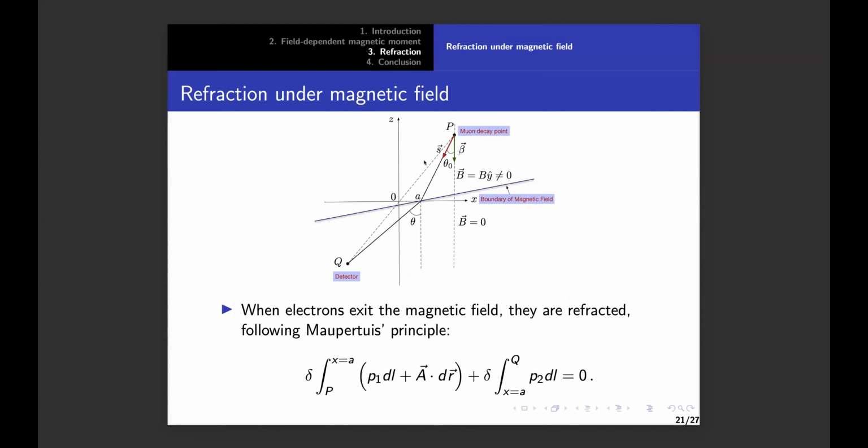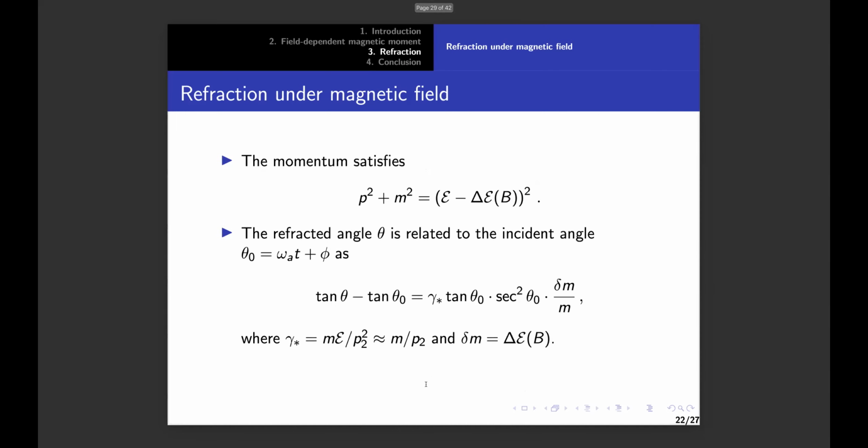So here P is the initial point, and X equal A is the final point. P1 is the momentum in this B field non-zero region. A is the vector potential, and P2 is the momentum over here. So because of this Lorentz force, the path of the electron will be circular. But this can be well understood. And the momentum difference can be read from this formula.